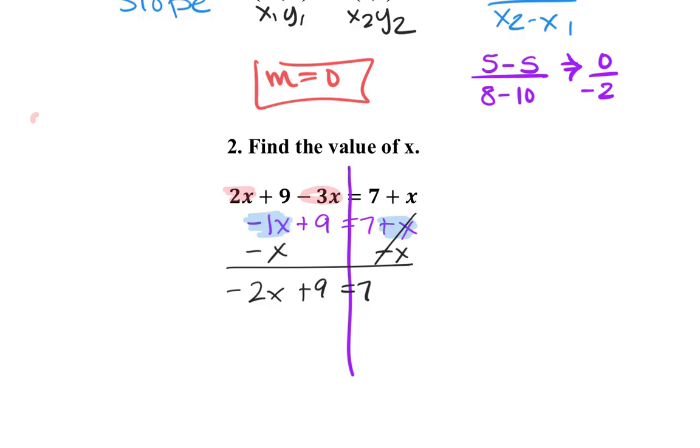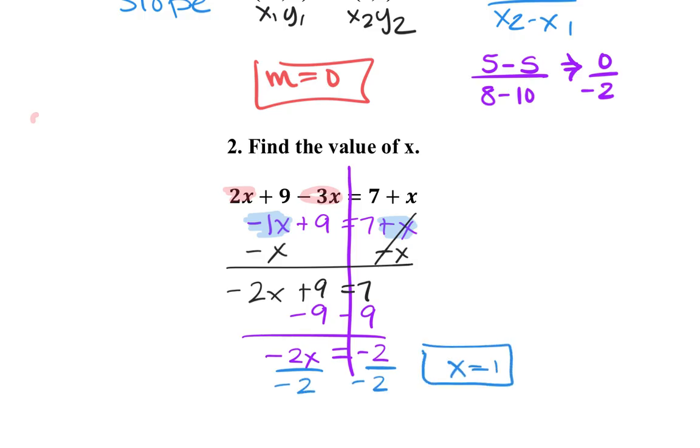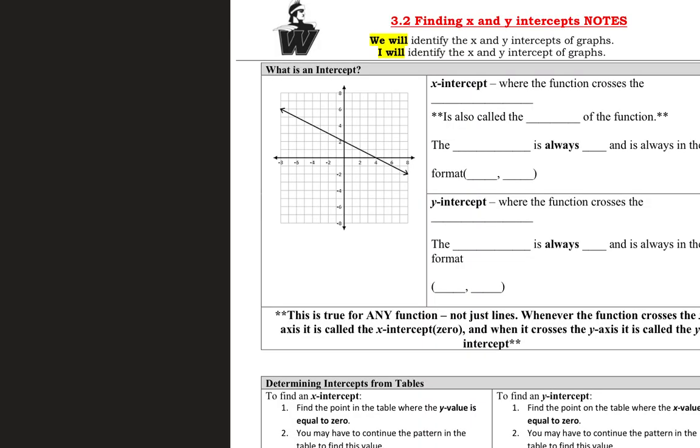What would be the last step here? Subtract the 9, good. So this would be negative 2x equals negative 2, and our last step is to divide. All right, so let's divide both sides by negative 2. Our answer here would just be 1. And now we're getting into the x and y intercepts.